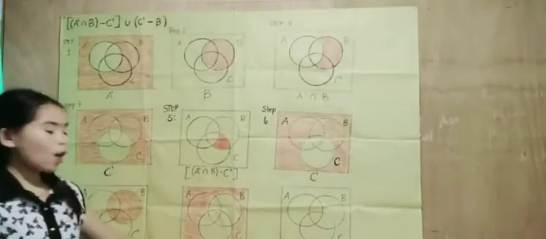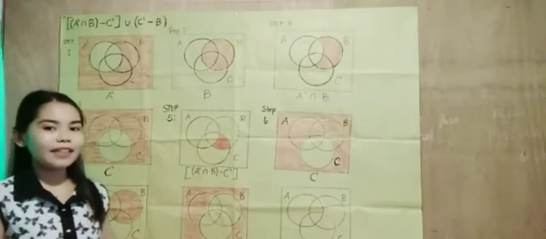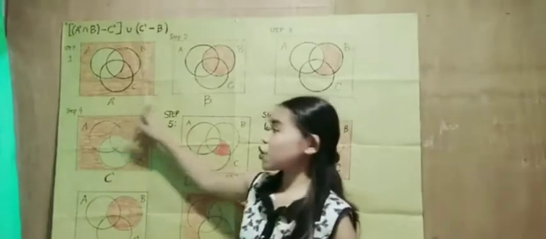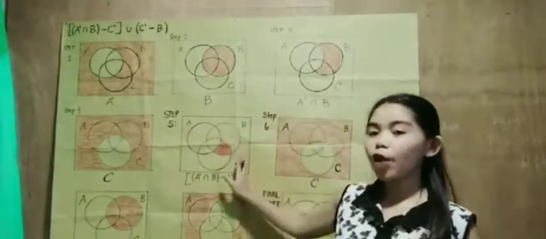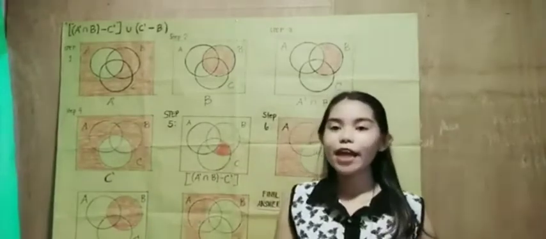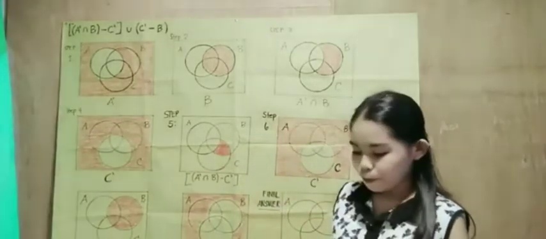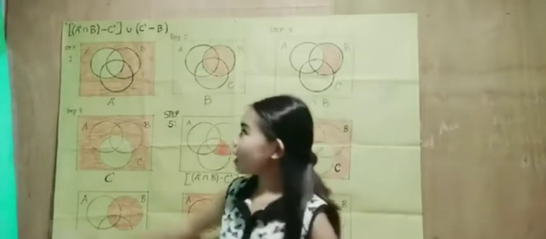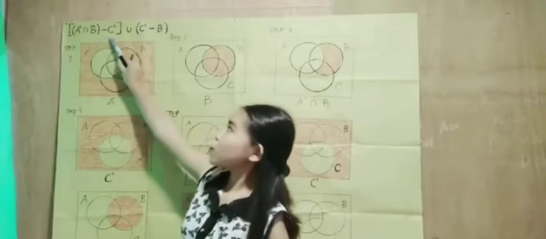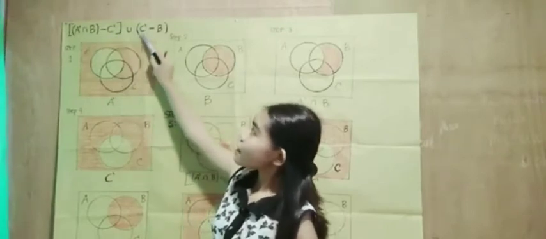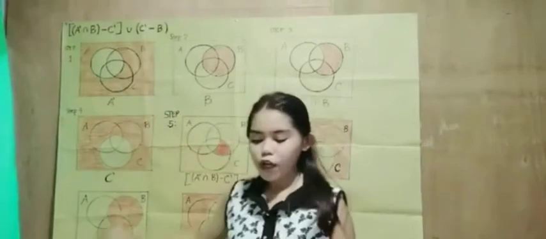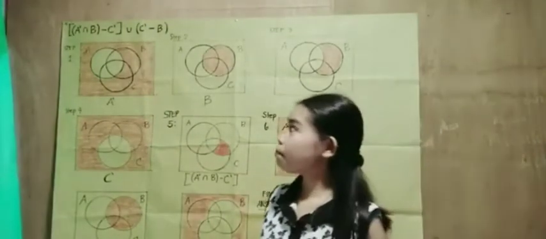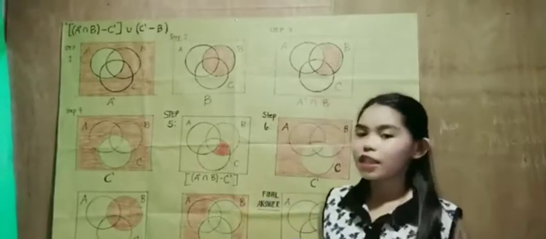So this is now our C prime minus B. And now, since we are finished shading each set step by step, we are going to find the final answer. So we should evaluate or unite the A prime intersect B minus C prime union C prime minus B. So we should evaluate first what are the shaded areas in A prime intersect B minus C prime.